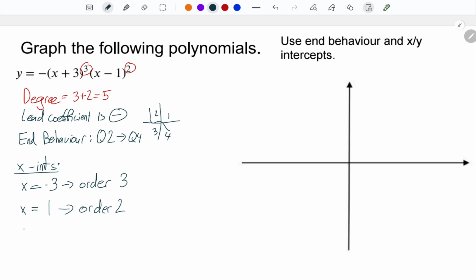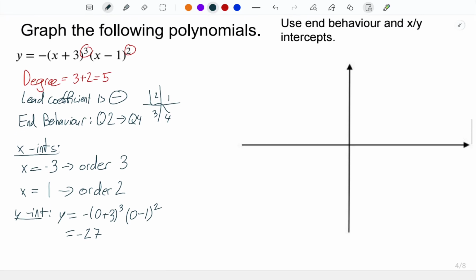And lastly, we want the y-intercept. And this is just a calculation you'd make. So just plug in 0 and see what happens. So negative, 0 plus 3 cubed, it's just 3 cubed, times 0 minus 1 squared. I'll put the 0 there, but the 0 is going to disappear. And 3 cubed is 27. And it's going to be negative 27 once you apply the negative. All right. And so there we have it. That is the information we want to use to graph this polynomial.